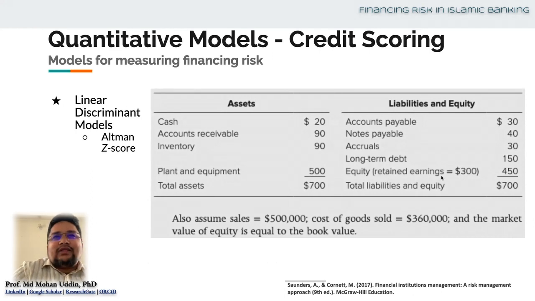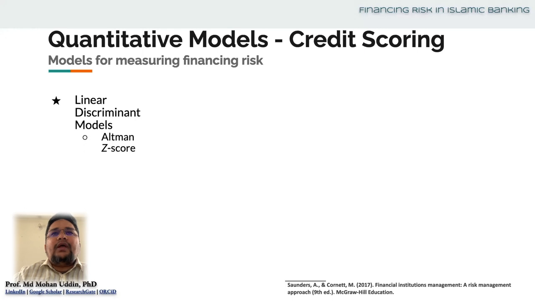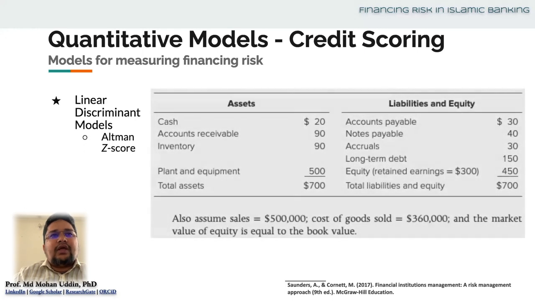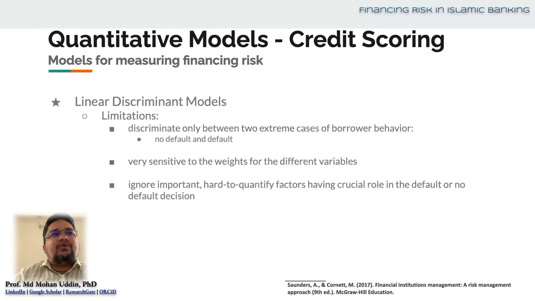We don't have to collect the information. And another thing, remember, all these amounts in the balance sheet are in thousands. So if you want to calculate the Altman Z-score, it is not very difficult. You can just collect the values and calculate the ratios.